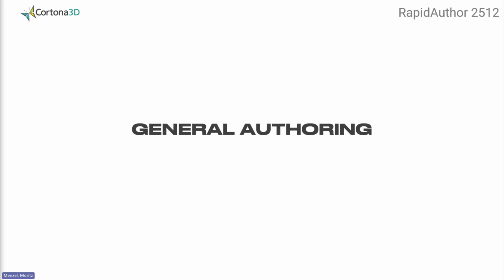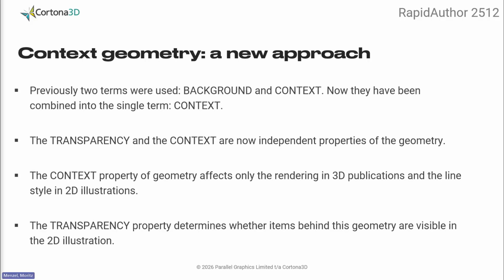Now we'll have a look at general authoring improvements. First, our approach to using context geometry has slightly changed, and we have simplified a couple of things. Previously, we used 2 terms, background and context. We have combined these two into the single term context. The transparency and the context are now independent properties of geometry.